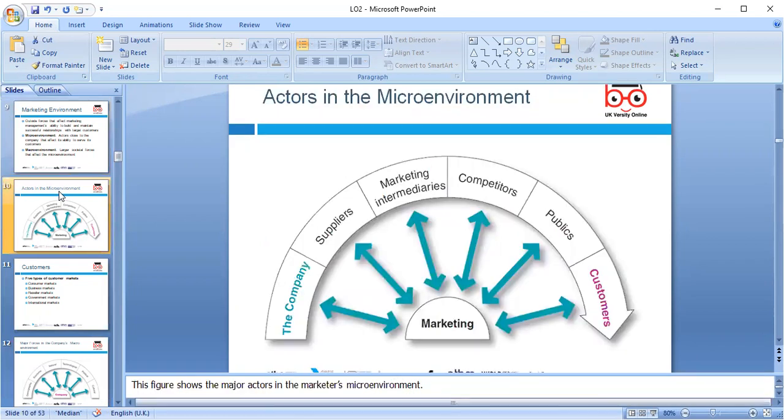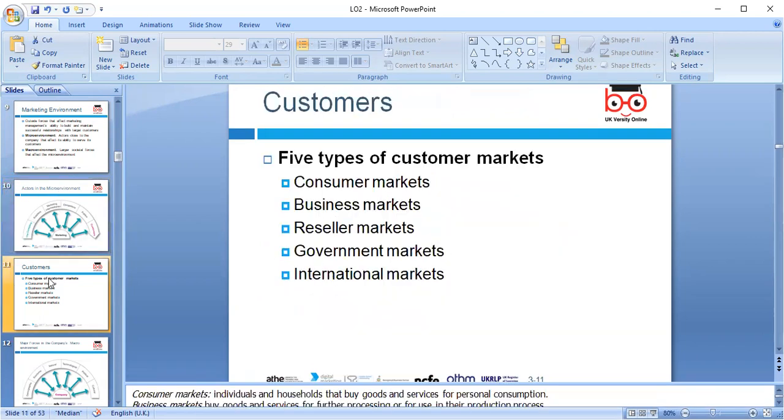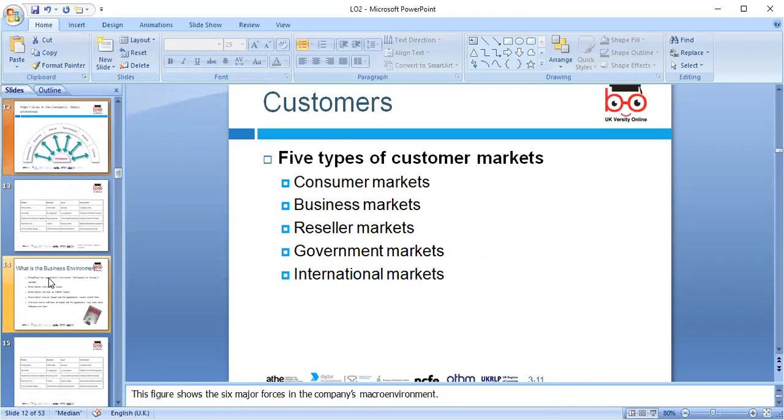The actors in the micro environment are the company, the suppliers, marketing intermediaries, competitors, the public, and customers. Thus we can look around customers. There are five different types of customer: consumer market, business market, reseller, and others, and those also affect the environment as well.